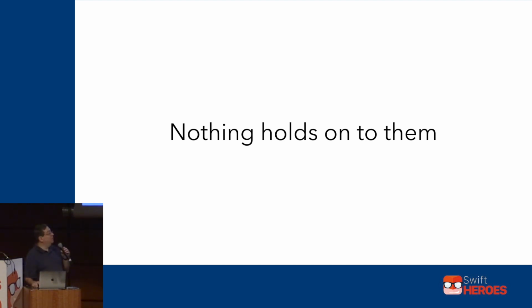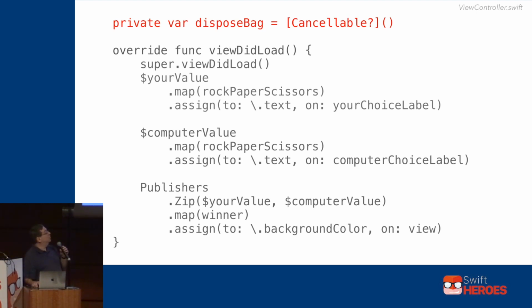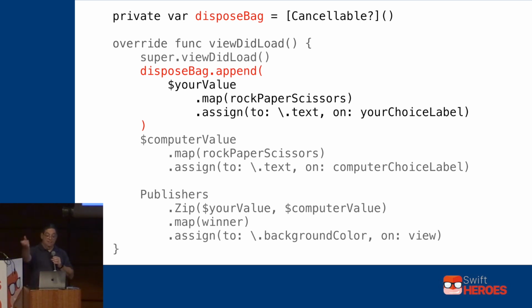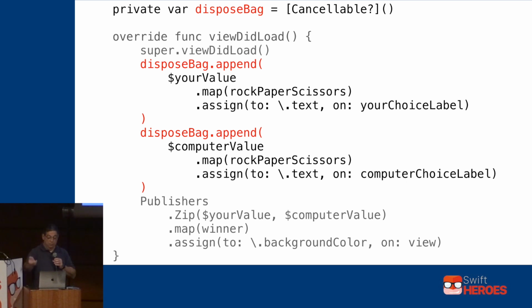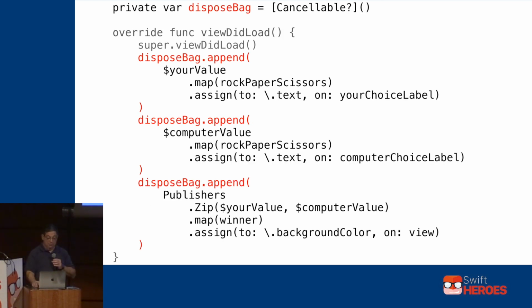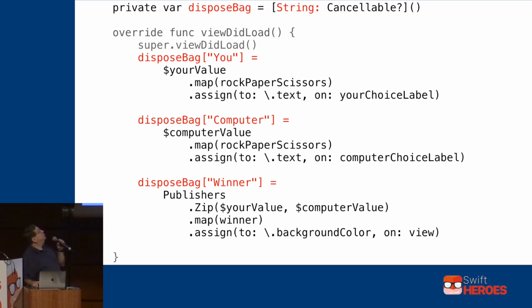So I guess I need to do something else. Well, you've heard people say we don't have a dispose bag in Combine. So let me give you one. I just have an array of these guys. And so what I'm going to do is, for each one of these, I'm just going to add that subscription into my dispose bag. And so I have a subscription for my rock, and I have a subscription for my computers, rock, paper, scissors, and then I have a subscription for my who won, and they're all sitting there, and so I could remove them, but that holds on to them without me having all those variables. Or if you prefer, I could do it as a dictionary so that we could have names for it, and so I have my key value pairs for you, for the computer, and for the winner.